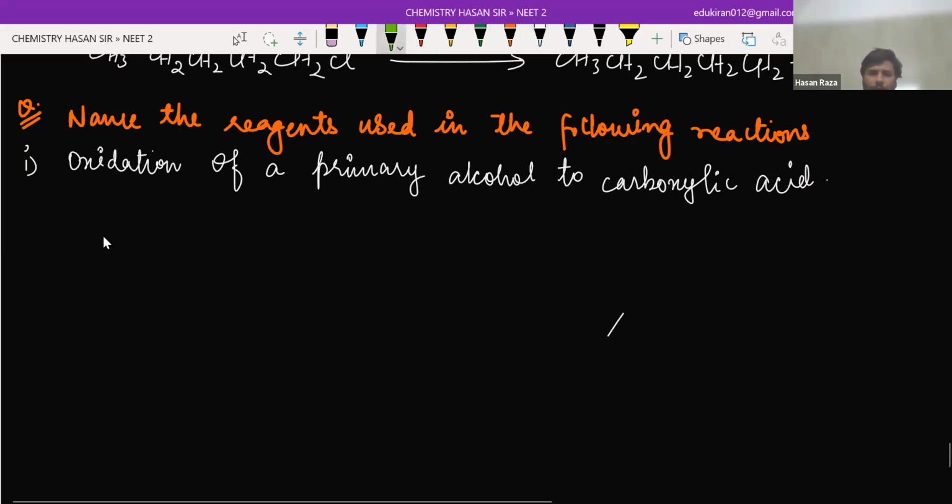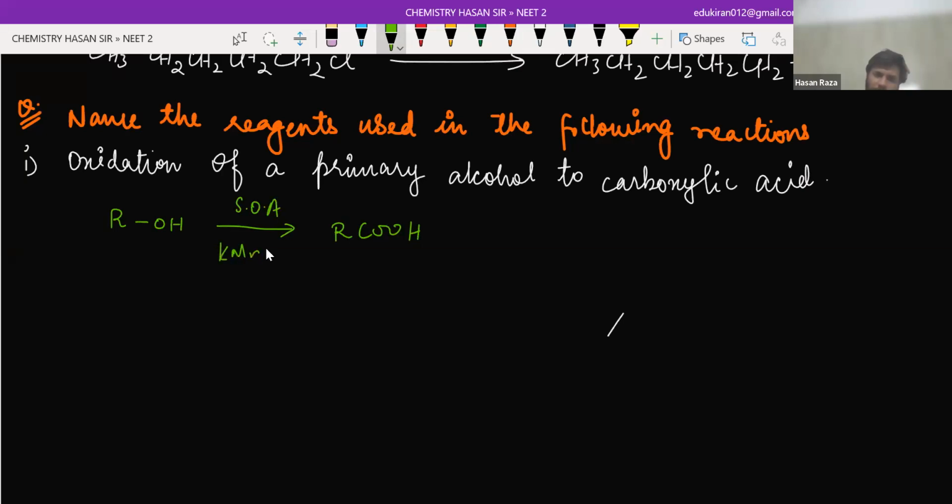So see, it's very easy. If you want to oxidize a primary alcohol to carboxylic acid, you need a strong oxidizing agent like potassium permanganate, KMnO4. Basically this should be acidified, either potassium permanganate or K2Cr2O7, etc. Is that clear?